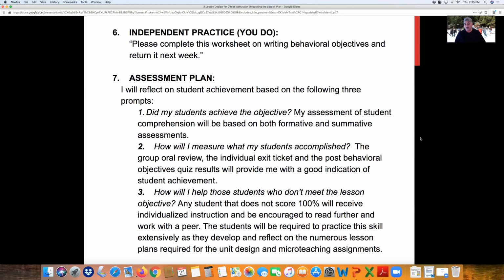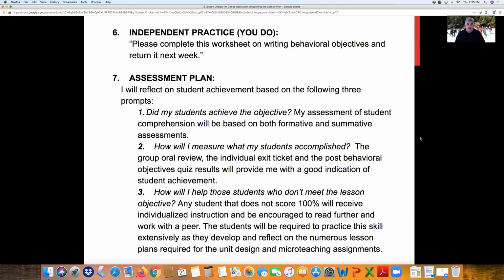Are they going to take a quiz? Are they going to do an oral presentation or review? Are they doing a skit if you're using performance assessment? Are they turning in an exit ticket, survey? How is it that I'm going to measure what they accomplished? Maybe I'm using a KWL chart or a KWHL chart.